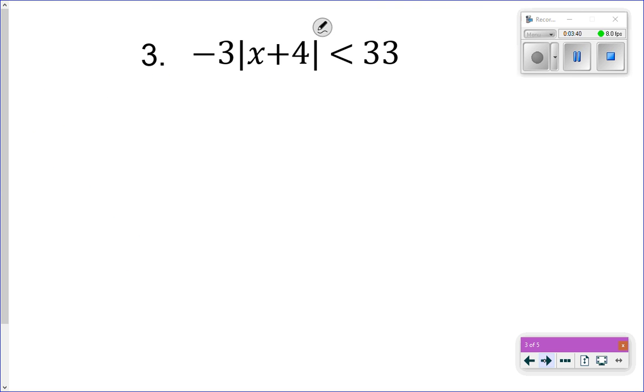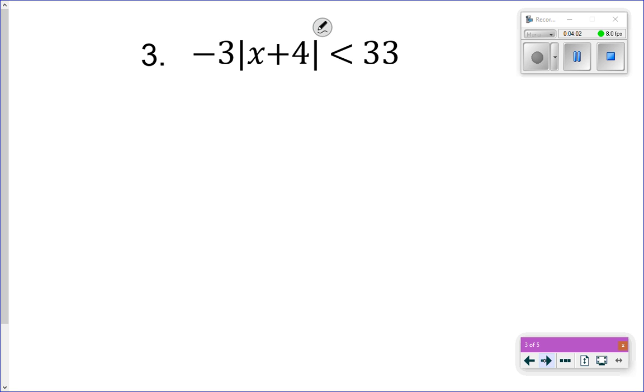All right, next we need to actually solve. So we've got negative 3 times the absolute value of x plus 4 is less than 33. So the first step is to make sure the absolute value bars are by themselves on the left-hand side. So they're not. There's a negative 3 out front. So we've got to move that negative 3 over to the other side.